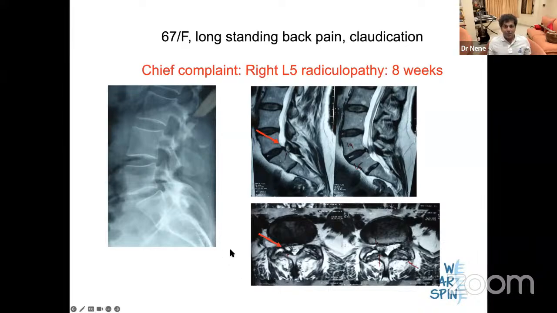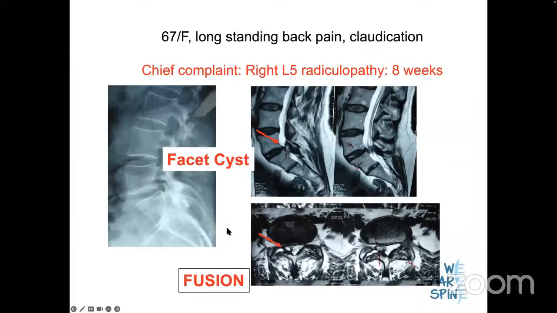All right. So if anyone is interested, I could send you some pictures of these CT-guided facet cyst procedures, which at least one of our radiologists is doing.